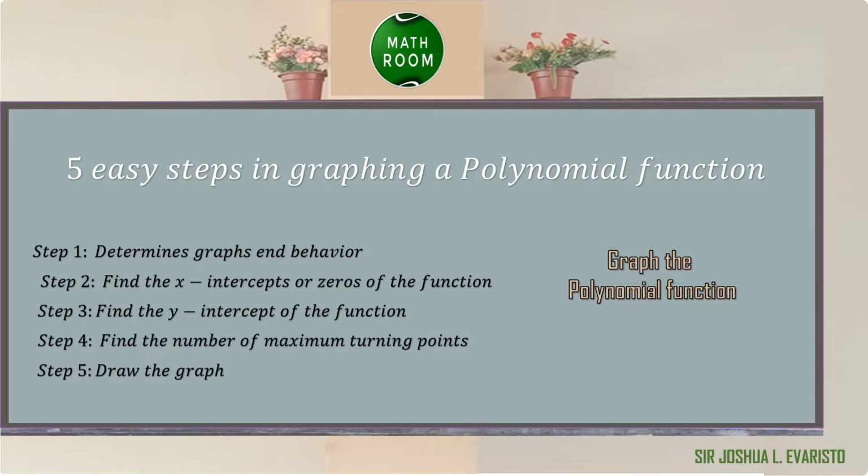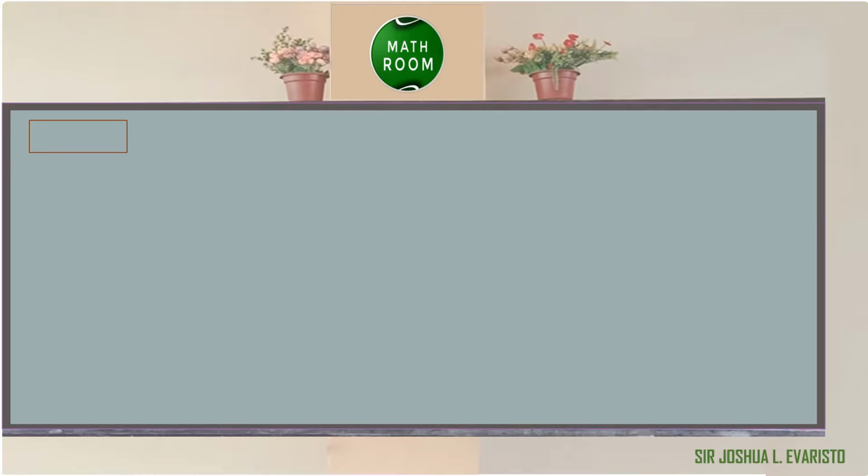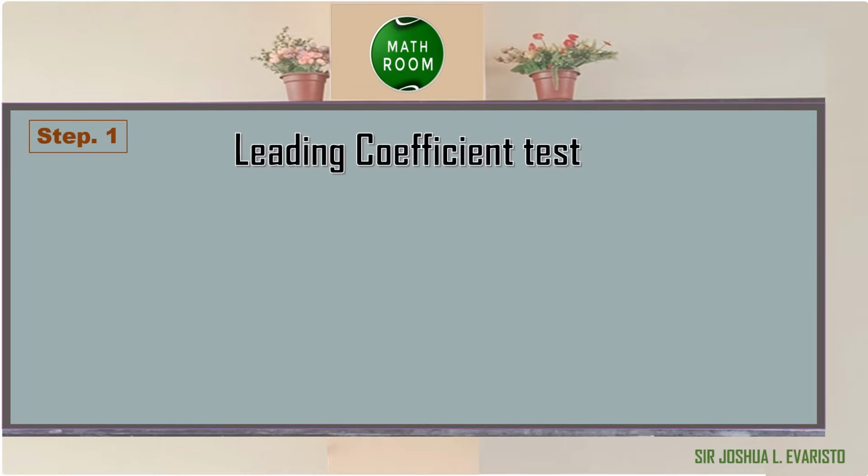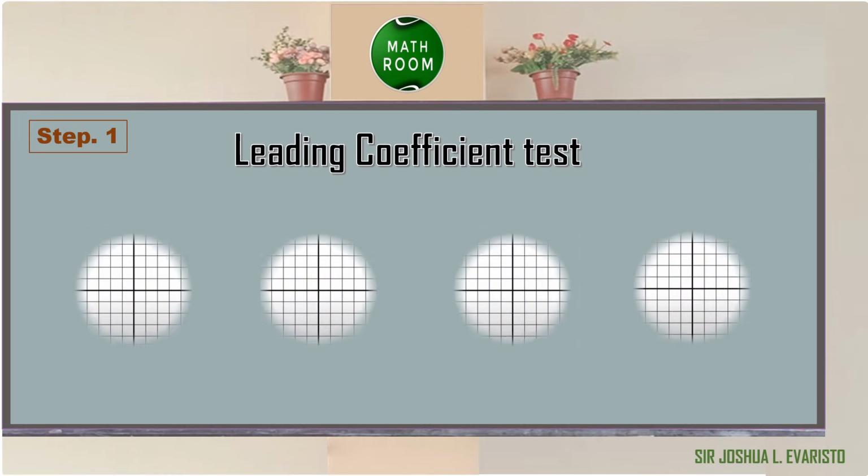For this video, we're going to graph the polynomial functions f(x) = -x^3 - 4x^2 - 3x, and f(x) = (x - 2)(x - 5)(x + 2)^2. To start, we're going to determine the end behavior of the graph using the leading coefficient test.